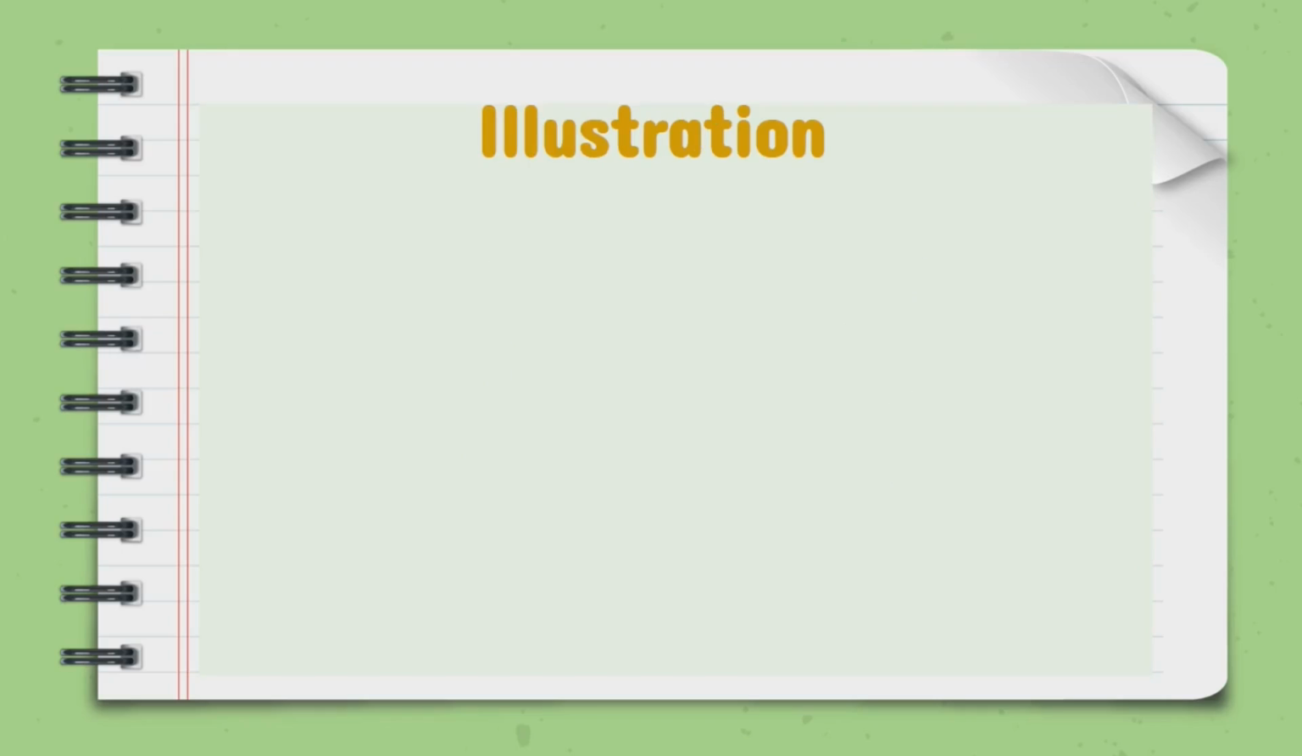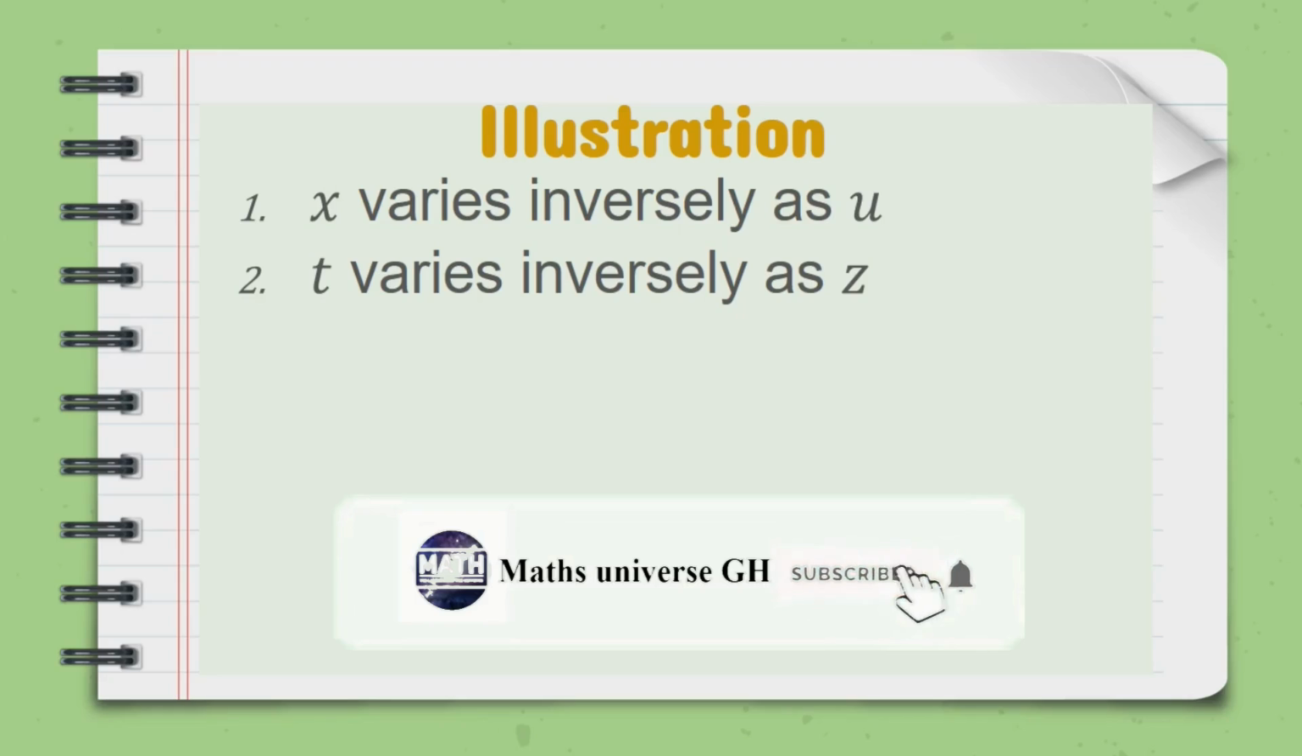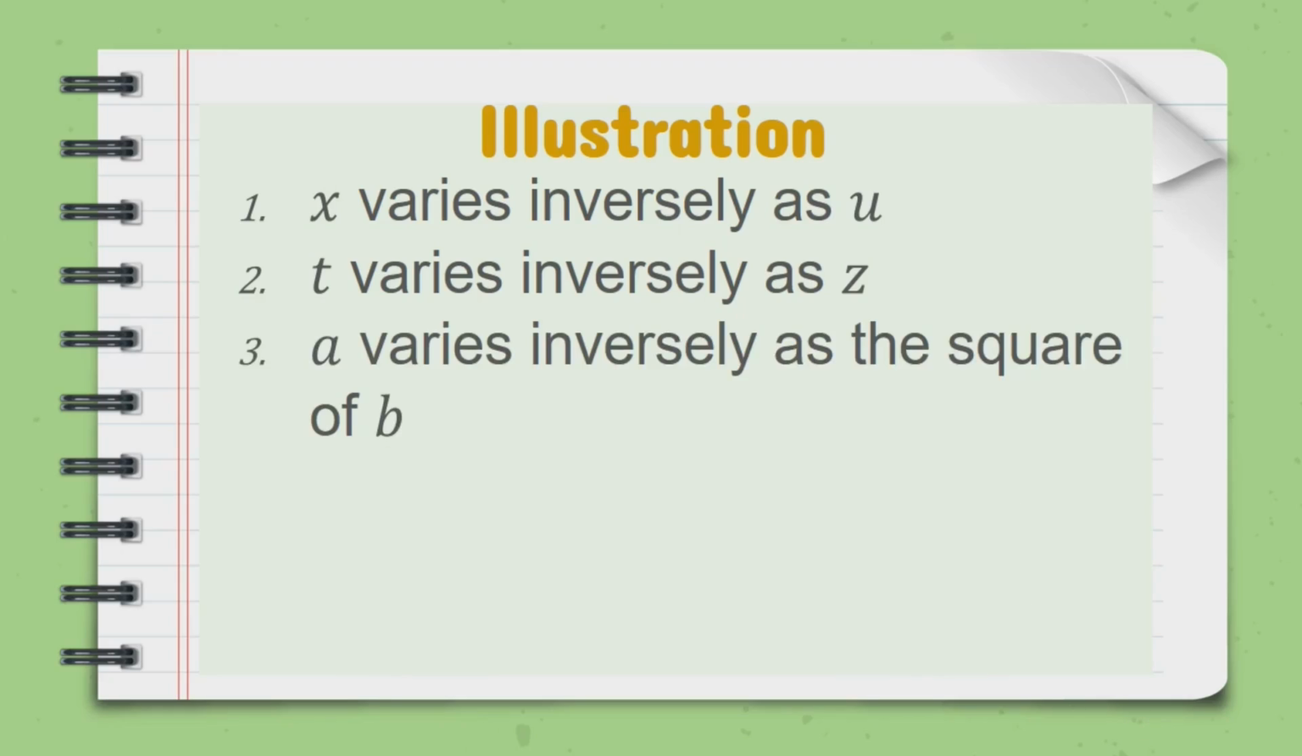Using the idea of the inverse of a number, let's write the symbolic interpretation of the following mathematical statements. The first one is x varies inversely as u. The second is t varies inversely as z. And the third is a varies inversely as the square of b.